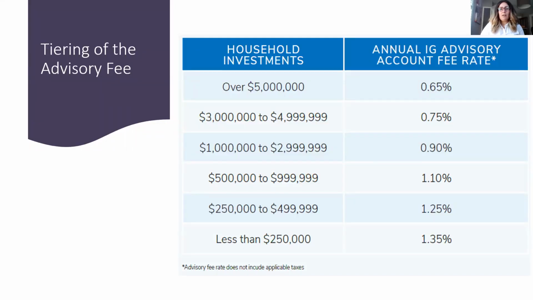There is tiering of the advisory fee, as I mentioned. The IGAA calculates the fees based on a tiered advisory account fee rate. The IGAA consideration is based on the household investments, as you can see here. The IGAA considers a household to refer to anyone residing in the same primary residence as you. You can also include your parents, grandparents, children, or grandchildren not residing at the same primary residence as you.